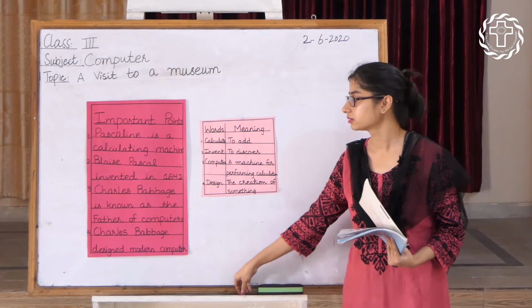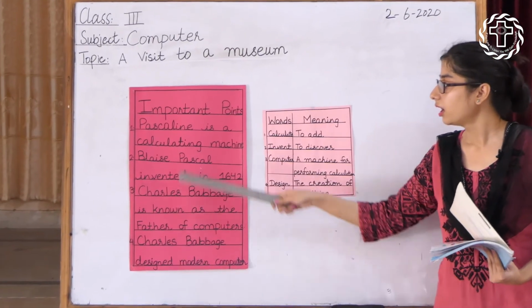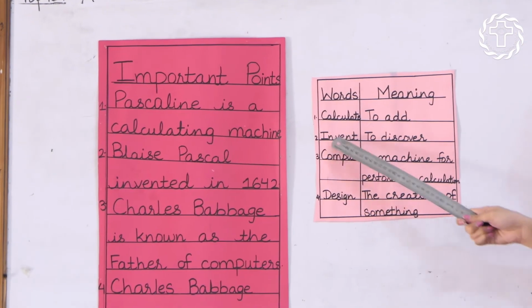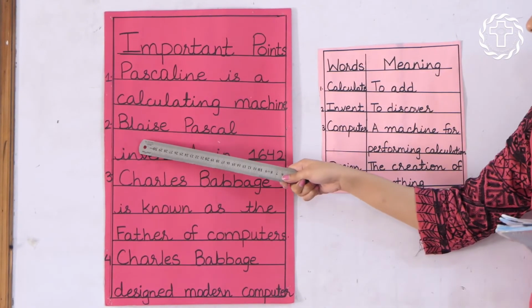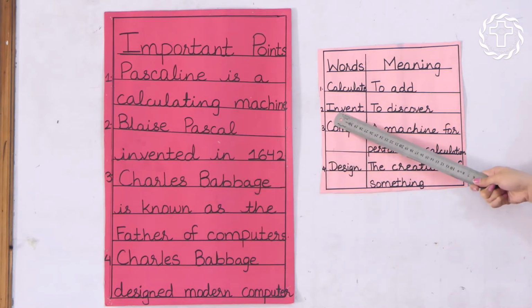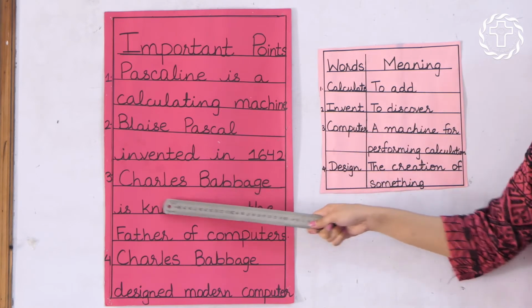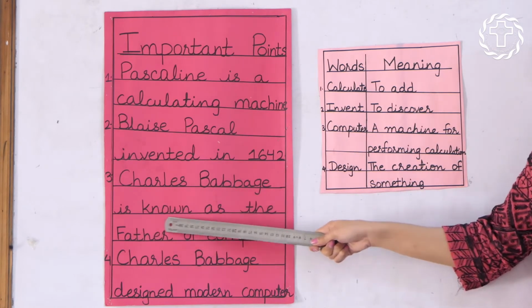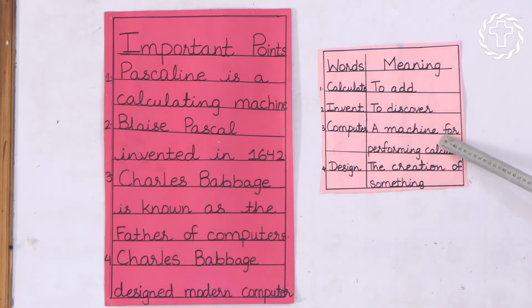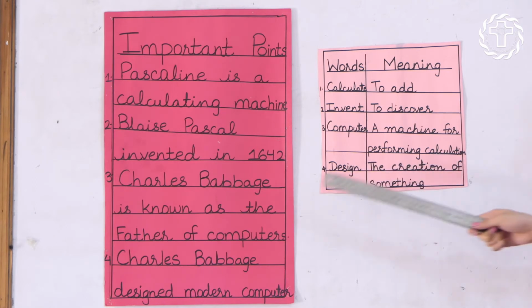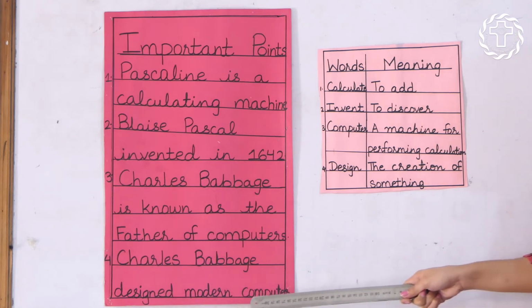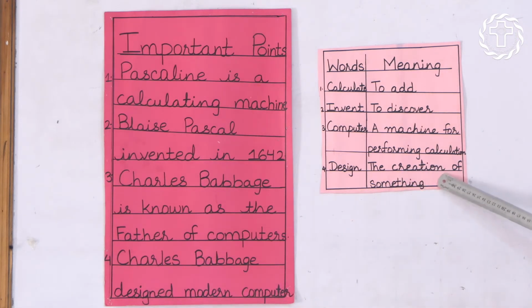Important points. Pascaline is the calculating machine. Calculate, to add. Blaise Pascal invented in 1642. Invent, to discover. Charles Babbage is known as the father of computers. Computer, a machine for performing calculation. Number 4. Charles Babbage designed modern computers. Design, the creation of something.